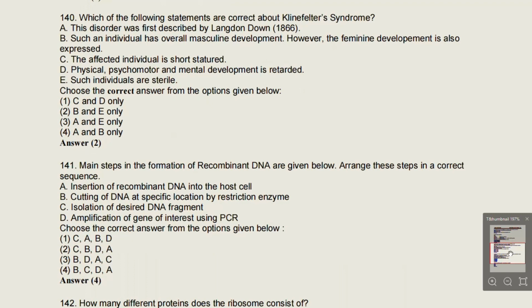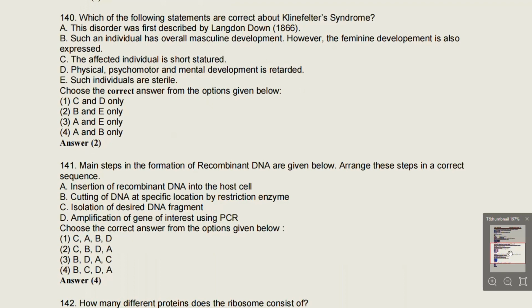D is the third one, amplification of gene of interest using PCR. So the last one is A, insertion of recombinant DNA into the host cell. So option 4 is correct. And this question is taken from Unit 7 Genetics and Evolution, Chapter 5 Molecular Basis of Inheritance under the DNA topic.